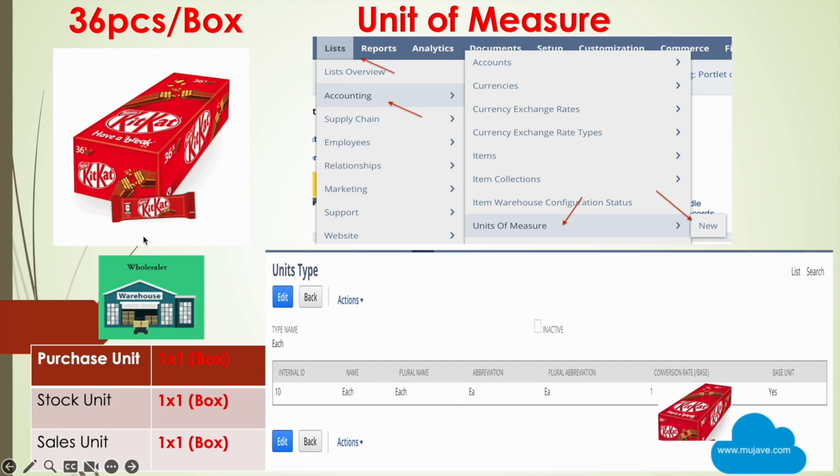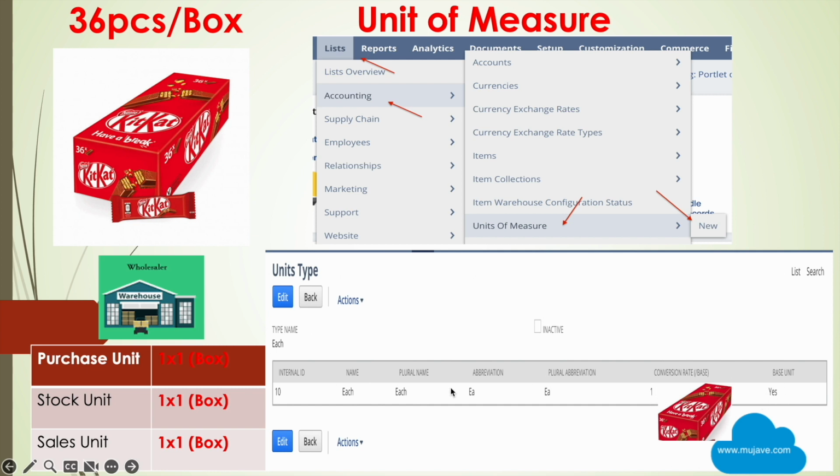Here you can see the unit of measure for wholesaler. We have already seen in the previous slide how the wholesaler buys the product from Allied Brothers and how they stock and how they sell. Here you can see how to create the unit of measure in NetSuite. To create a new unit of measure, go to list, accounting, then unit of measure and then click on new and enter the name, its plural name, abbreviation and conversion rate and set base unit.